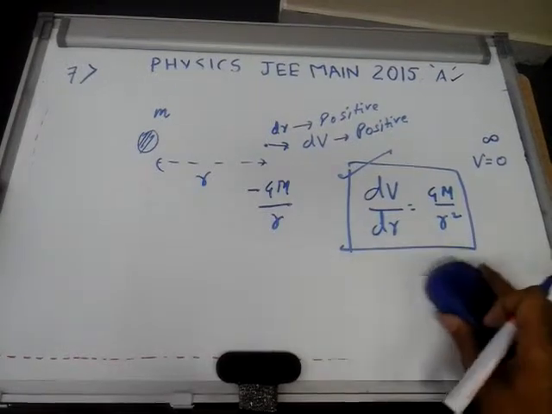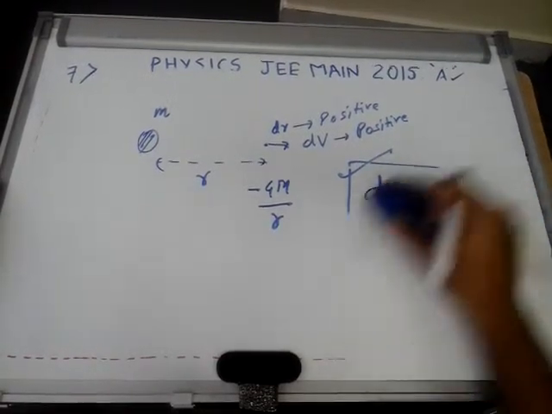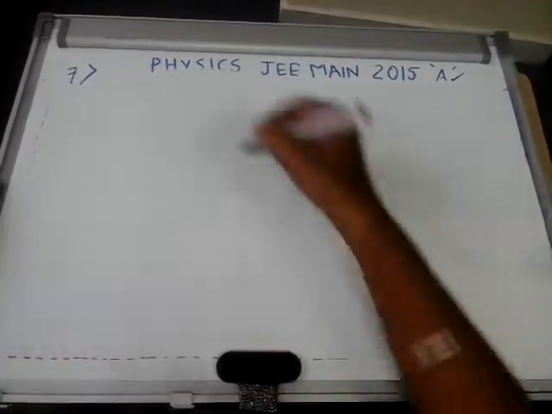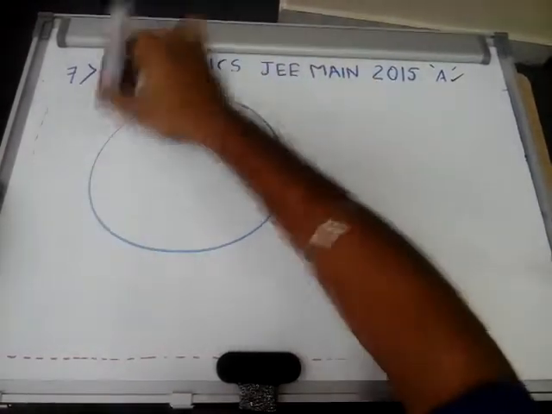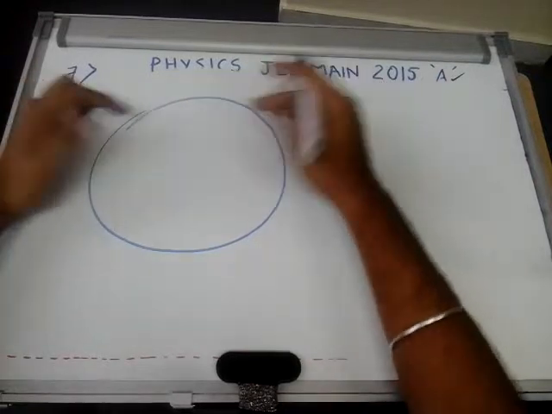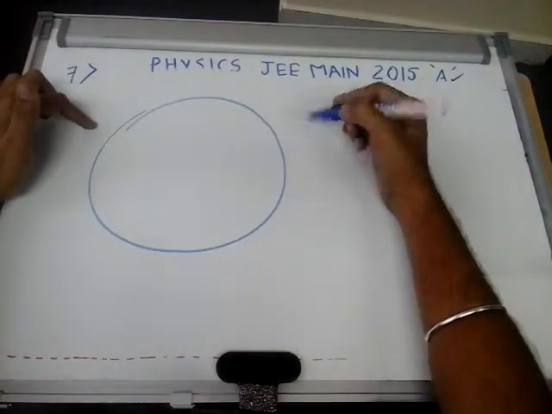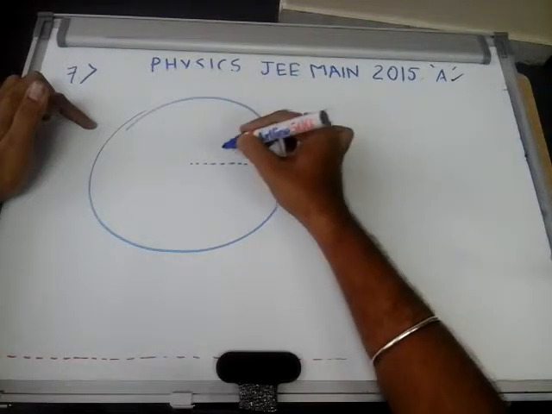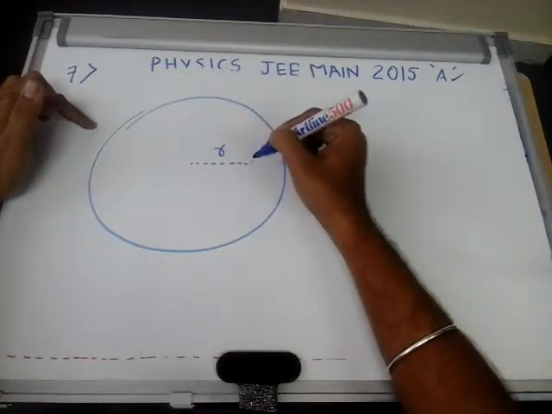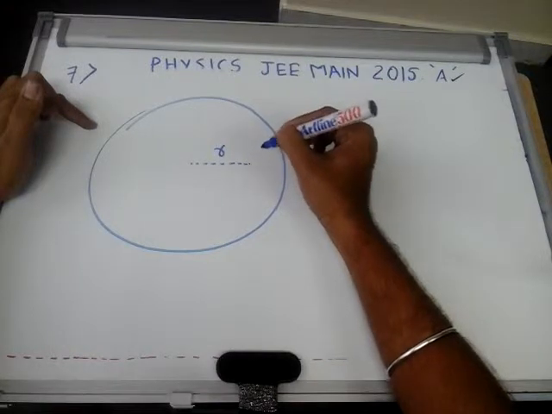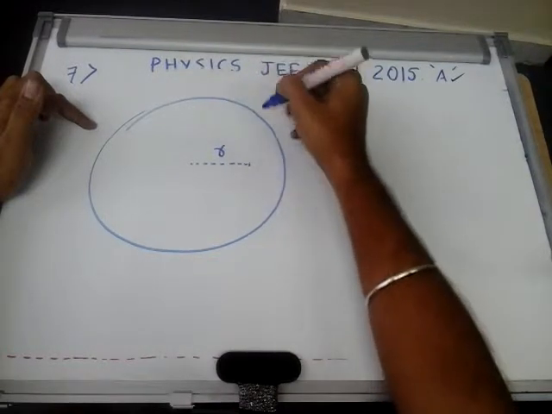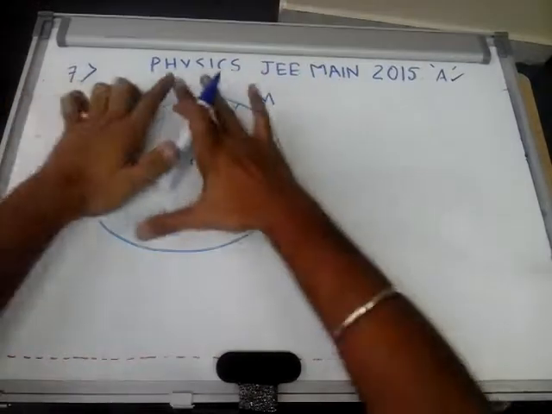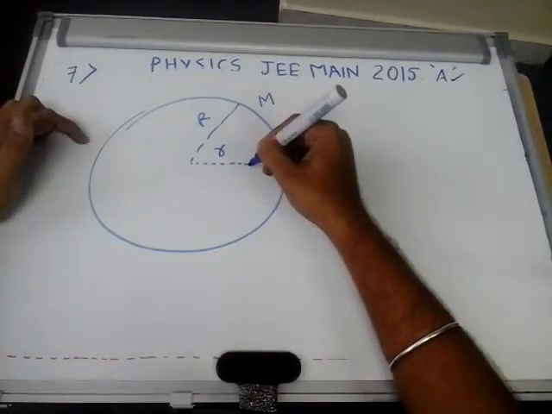Now let us find out potential of a solid sphere at any point located at some distance small r inside the solid sphere. Suppose the solid sphere has mass M and radius R. It is a solid sphere. I want potential here.